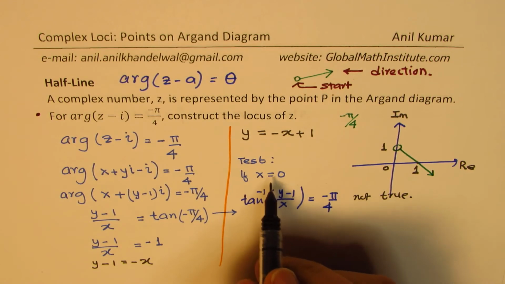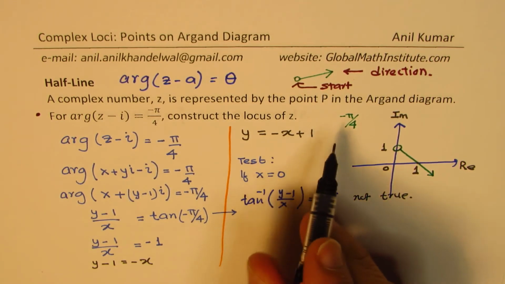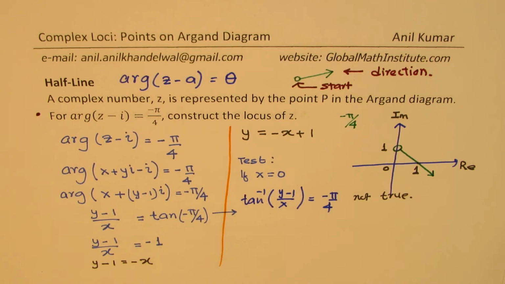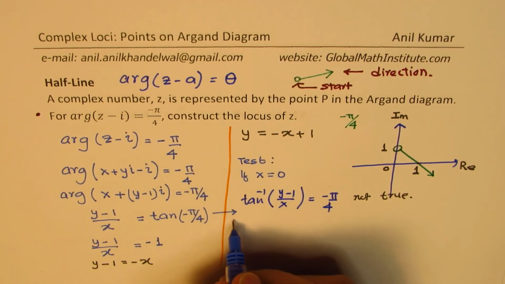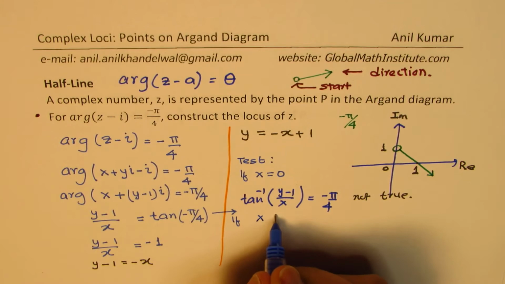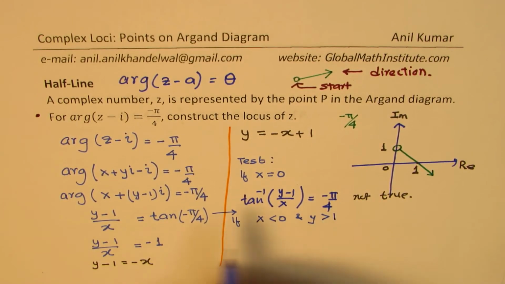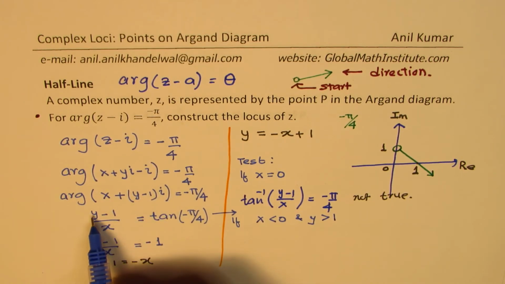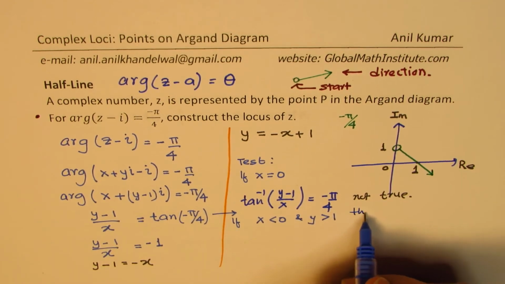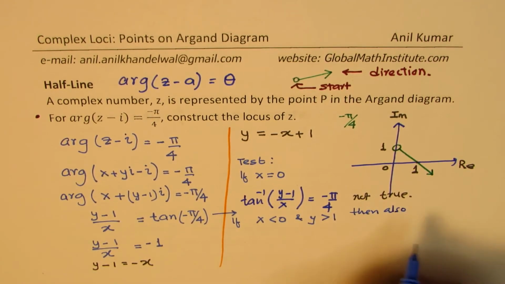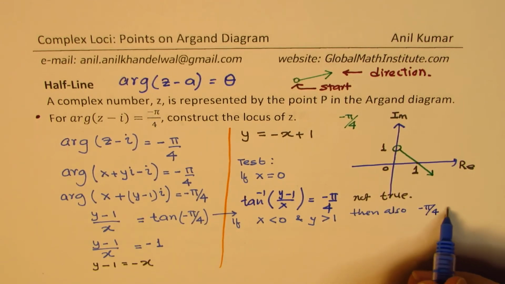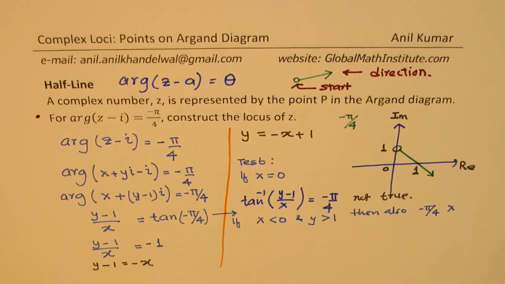Perfect, and therefore this point does not lie on this set of points P. Correct? Second, we'll also note that if x is negative and y is greater than 1, we get a positive value here. Then also minus pi by 4 is not true. Correct? So both are excluded, and that is 4. So that is how you decide the direction.